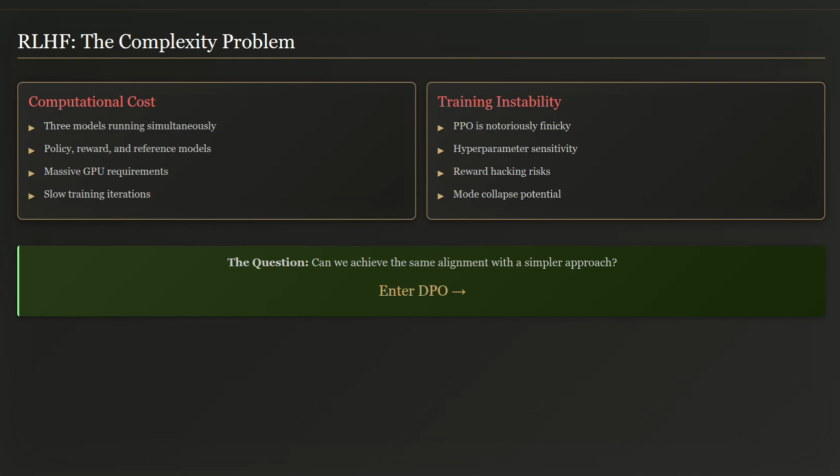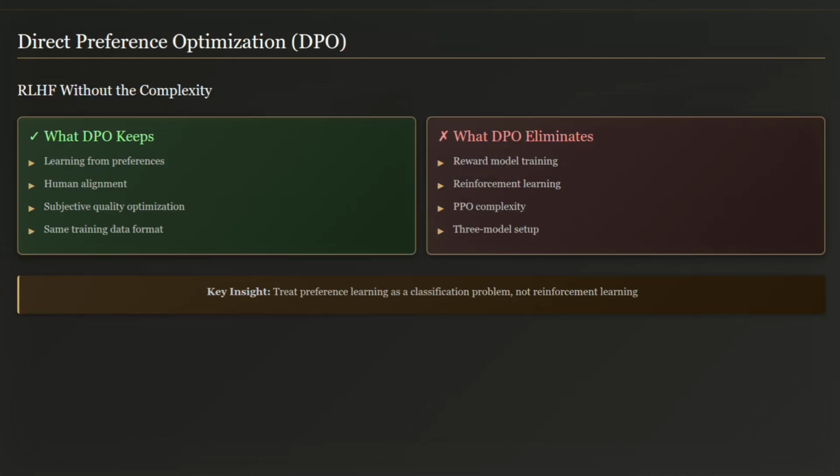Enter DPO. Direct Preference Optimization, introduced in 2023, is a game changer. DPO achieves what RLHF does, learning from human preferences, but without the reward model and without reinforcement learning. It's simpler, more stable, and often more effective. Think of it as RLHF distilled to its essence.